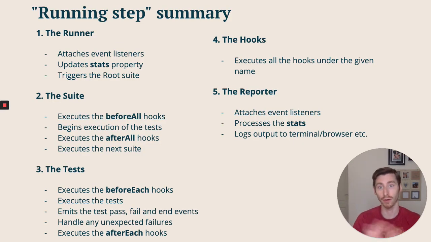Right, so I know that was a lot going on there. The core flow involved in the runner that we've just mentioned is: the runner attaches the event listeners, updates the stats property, and then triggers the root suite. Then the suite executes the before all hooks, begins its execution of the tests, executes the after all hooks, and executes the next suite. The tests execute the before each hook, execute the tests, emit the test pass, fail, and end events, handle any unexpected failures, and execute the after each hooks. The hooks execute all the hooks under the given name, that's their job. And then finally the reporter attaches event listeners, processes the stats, and logs output to the terminal or the browser, depending on the type of reporter.